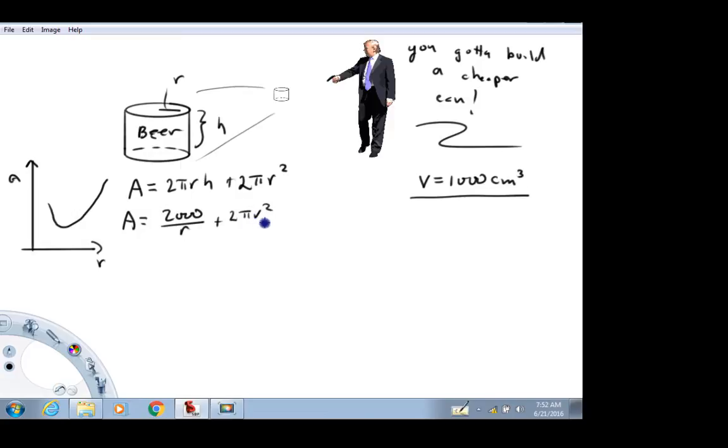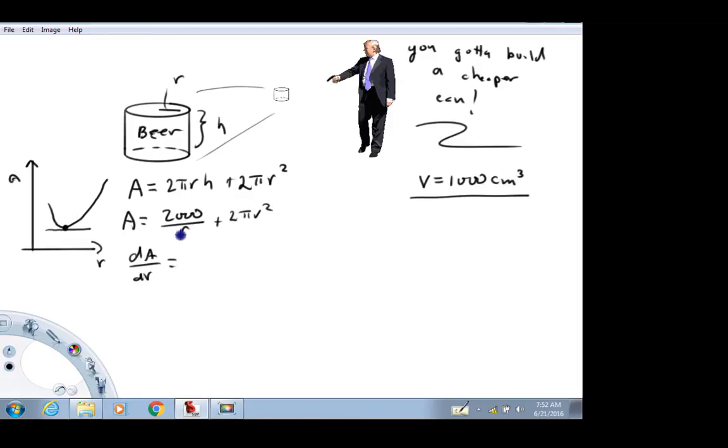I know because of this r squared, as r goes to infinity, the area goes to infinity. So I know it's got to look something like this. This is the point we're looking for right there. And at that point, the tangent line has 0 slope. So we need to look for the point where dA/dr is equal to 0.